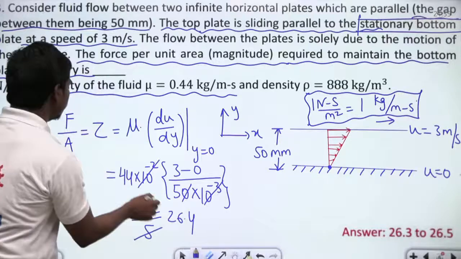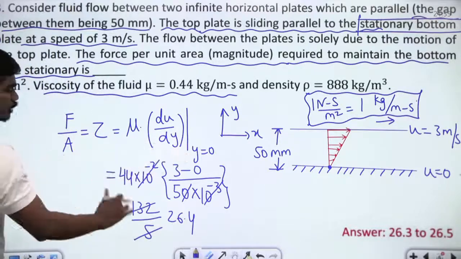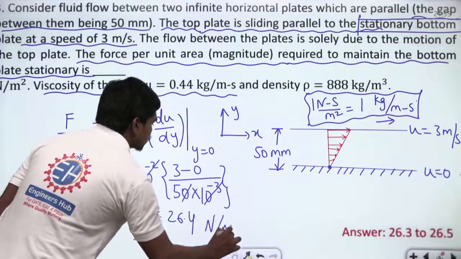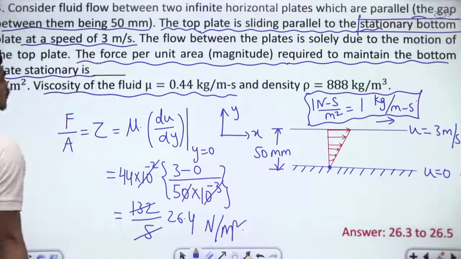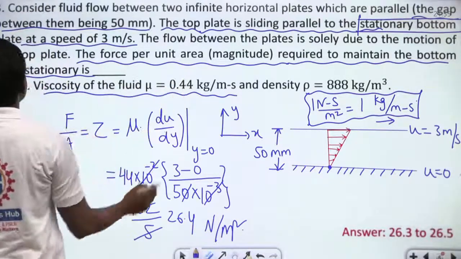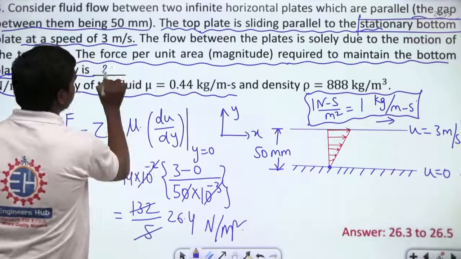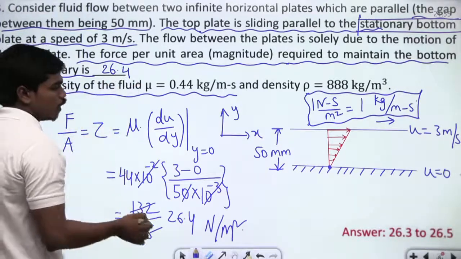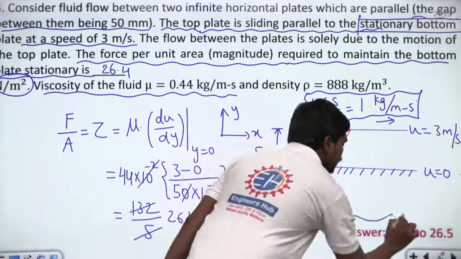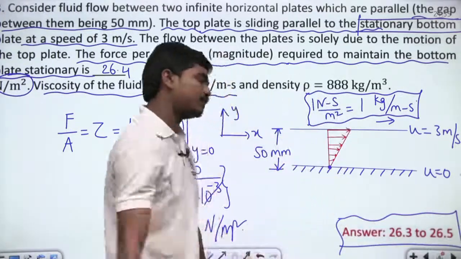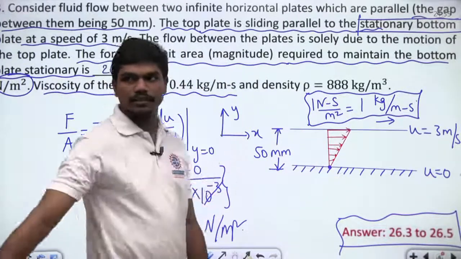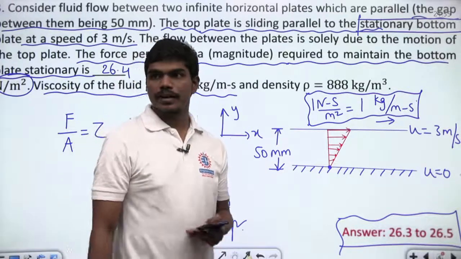So of course, what are the units? Since we are dealing with everything in SI units, this is Newton per meter square, basically Pascals. So 26.4, and what did they ask you? In dash Newton per meter square. So this is the value in Newton per meter square, 26.4. And what is the official answer given in the GATE examination? 26.3 to 26.5. So 26.4 is the exact answer in this case. Correct?